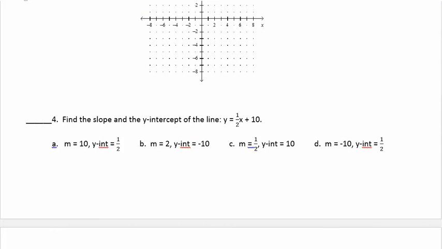Number 4 just wants you to identify the slope and the y-intercept of that line. Remember, when an equation is in y equals mx plus b form, the m is the slope and the b is the y-intercept. So we're looking at a slope of 1/2 and a y-intercept of 10. So for number 4, the answer is C.